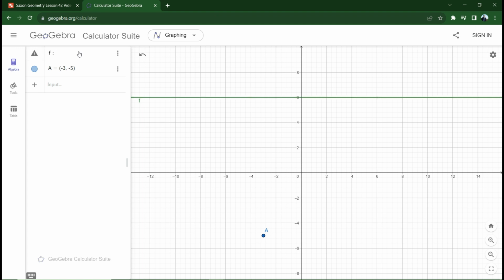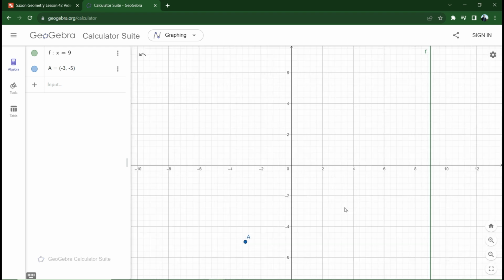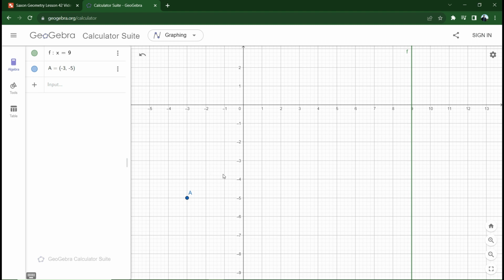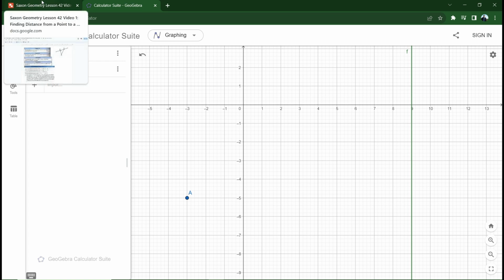Same point, but now we're at x equals 9. Well, I'm going to do the exact same thing. I'm just going to count, but this time I'm going to count horizontally. 1, 2, 3, 4, 5, 6, 7, 8, 9, 10, 11, 12. Now, again, maybe there's better ways to figure that out. I could have done 9 minus -3, but 12 is my answer.